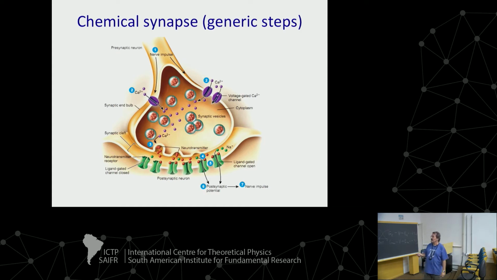And there are also receptors that do not open, but they release second messengers inside the postsynaptic cell, and the second messengers create a cascade of events that eventually will open some ion channels on the postsynaptic cell, and this would lead to depolarization and hyperpolarization of the cell. And this would eventually create nerve impulses.